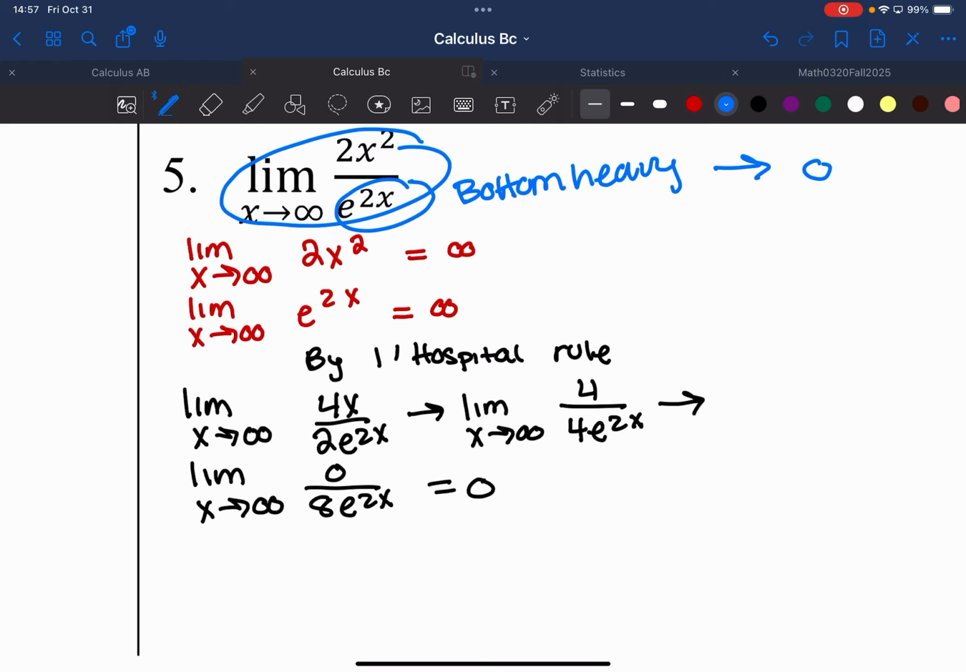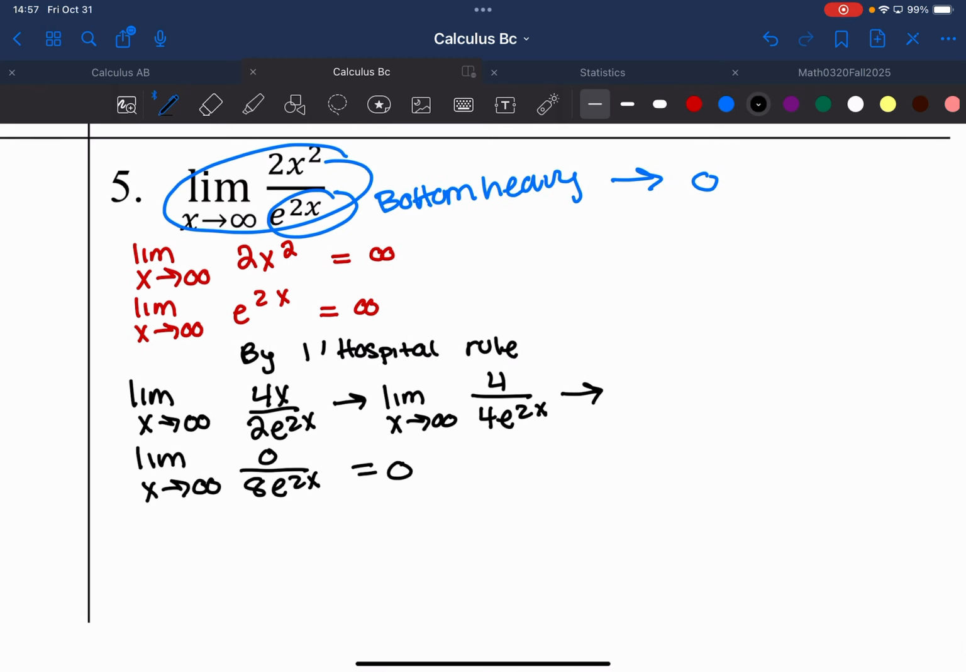Yes? What happens if it was top heavy? That's a great question. What would happen if it was top heavy? It would approach positive infinity. It would approach positive infinity. And we can make a note of that. Top heavy would approach positive infinity. And that's because of our two equations here, and then also x is approaching positive infinity.